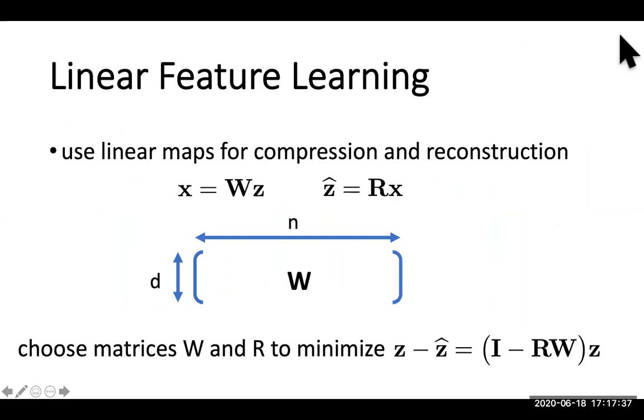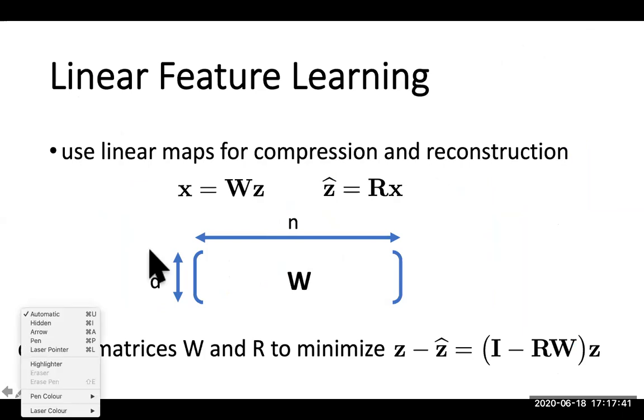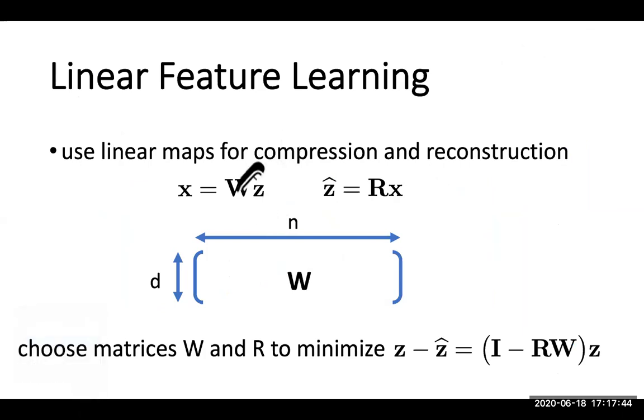And then linear feature learning amounts to choosing W. These are something like weights that we can change. So the entries of the matrix W and the entries of the matrix R we can tune, we can change, like the weights in an artificial neural network, or like the weights in a linear map. And we choose them such that this reconstruction error is as small as possible.